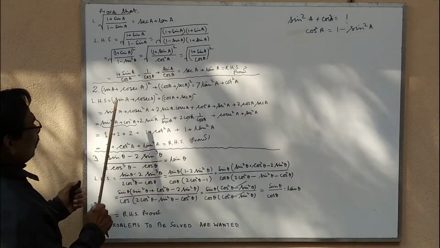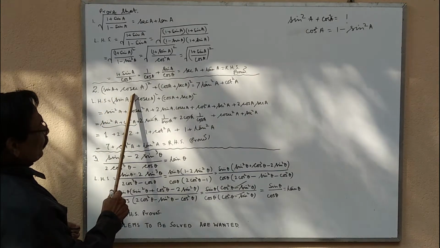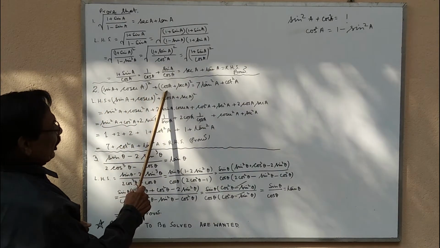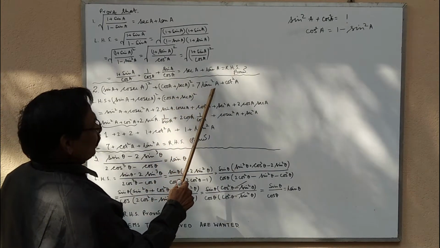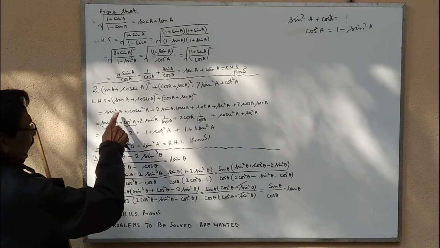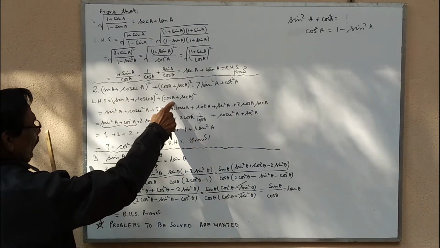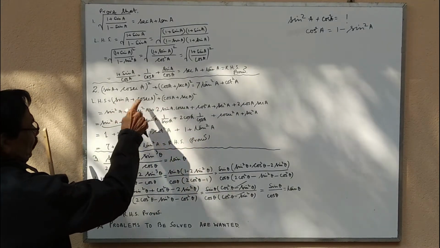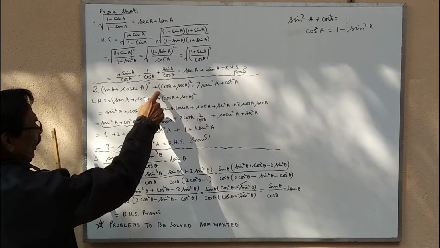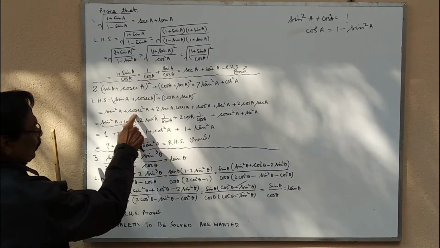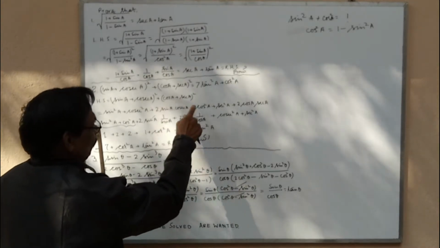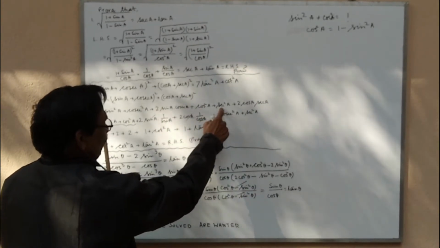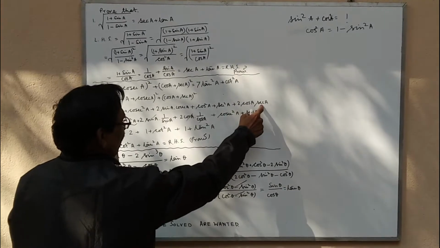Next one: (sin a plus cosec a) whole square plus (cos a plus sec a) whole square equals 7 plus tan square a plus cot square a. Taking left hand side like this, when we break this square, it will be sin square a plus cosec square a plus 2 sin a cosec a, and cos square a plus sec square a plus 2 cos a sec a.